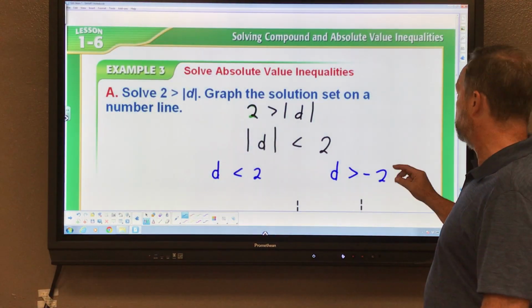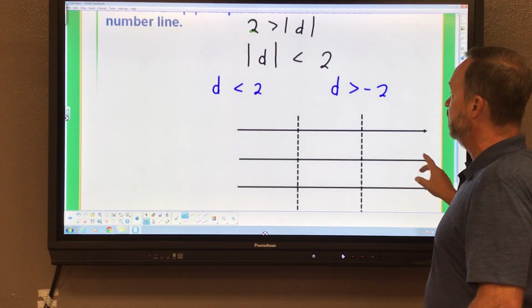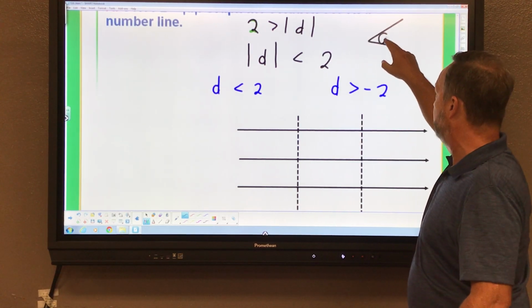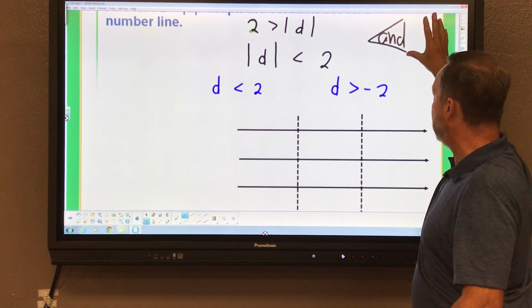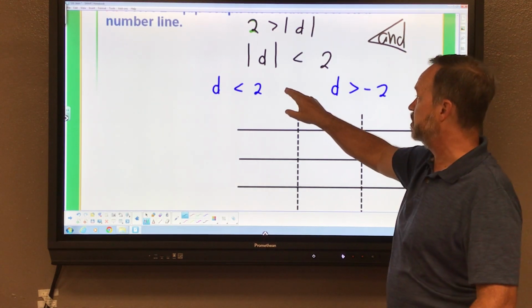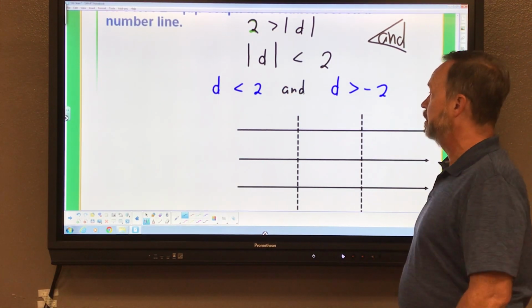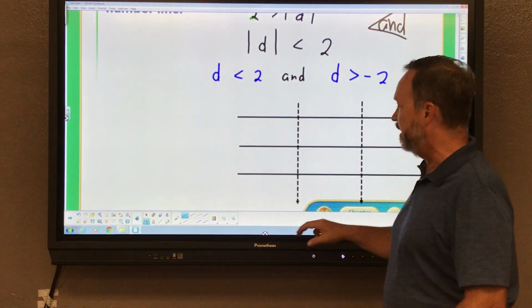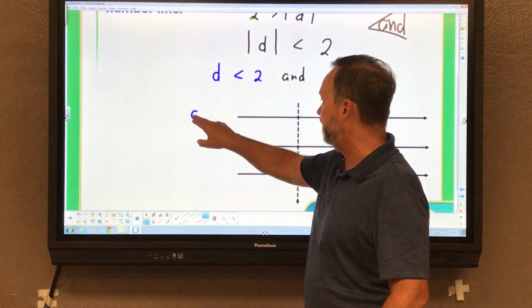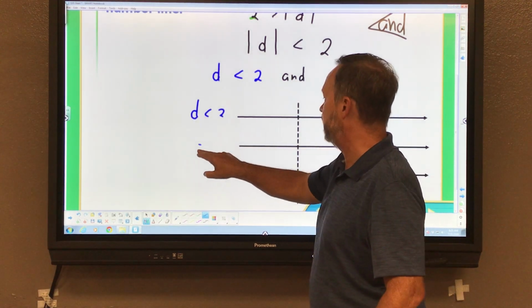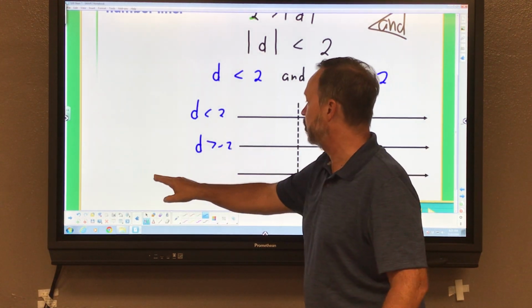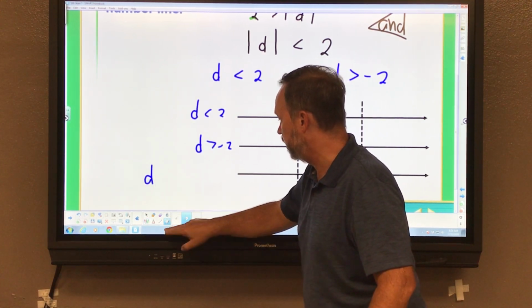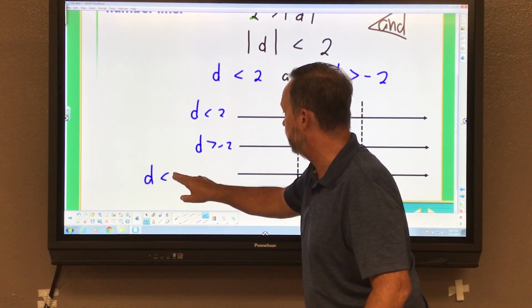So we go back to this problem that we're doing, and we've got this sign, and that's the and sign. It's like the D kind of closes it off there. And so this is an and inequality, compound inequality. So now I'm going to graph all the pieces and parts. I've got to graph the D is less than 2. I've got to graph the D is greater than negative 2. And then I'm going to graph the whole thing.